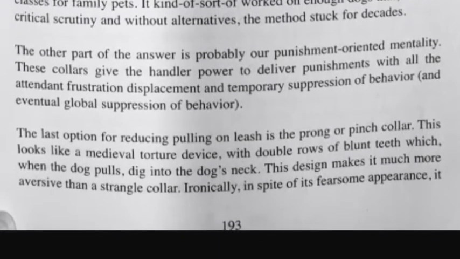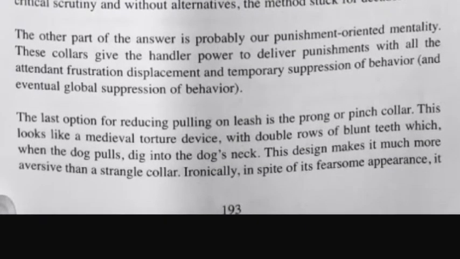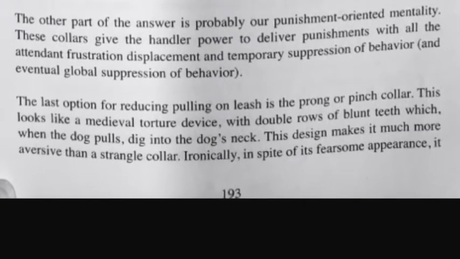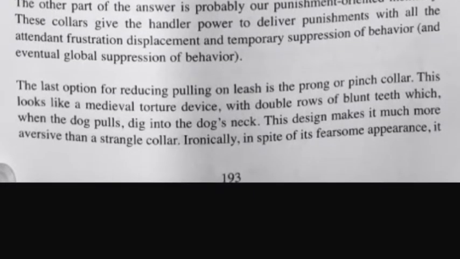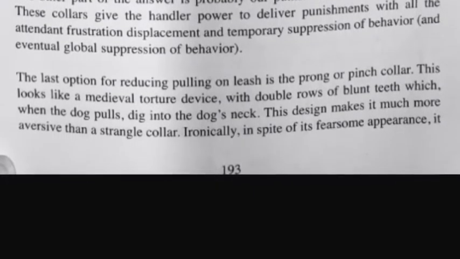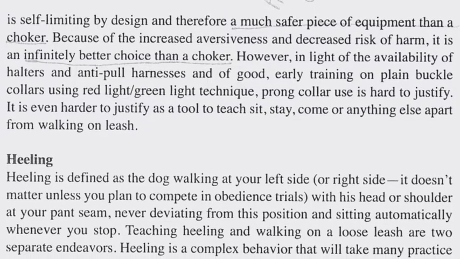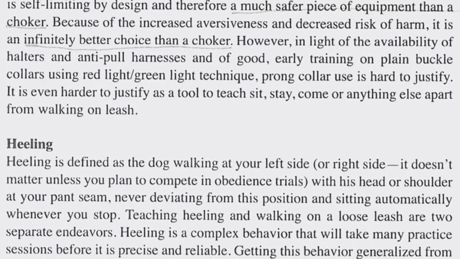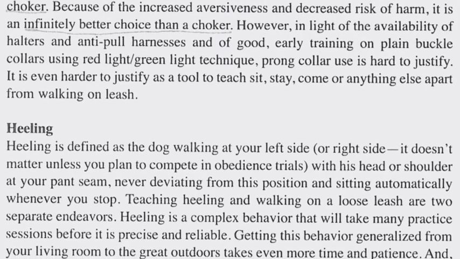The last option for reducing pulling on leash is the prong or pinch collar. This looks like a medieval torture device, with double rows of blunt teeth which, when the dog pulls, dig into the dog's neck. This design makes it much more aversive than a strangle collar. Ironically, in spite of its fearsome appearance, it is self-limiting by design and therefore a much safer piece of equipment than a choker. Because of the increased aversiveness and decreased risk of harm, it is an infinitely better choice than a choker.